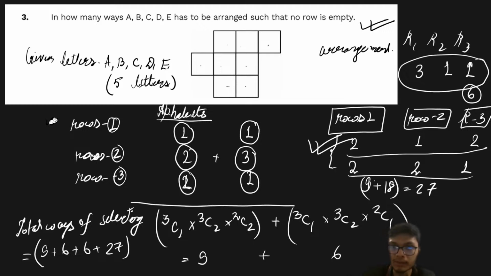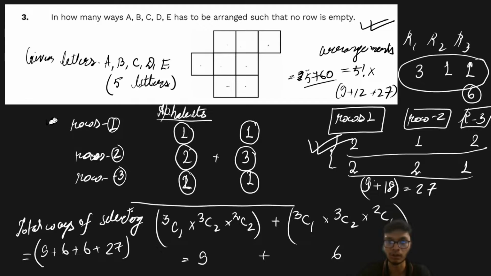The total arrangements are going to be the sum of the ways of selection multiplied by 5 factorial, because I can also arrange these 5 letters, which is done in 5 factorial. So I will do 5 factorial multiplied with this summation, which is 9 plus 12 plus 27, right? If we equate this result, this is 36 plus 12, which is 48, and 48 into 120 is going to generate the result, simply equal to 5760.